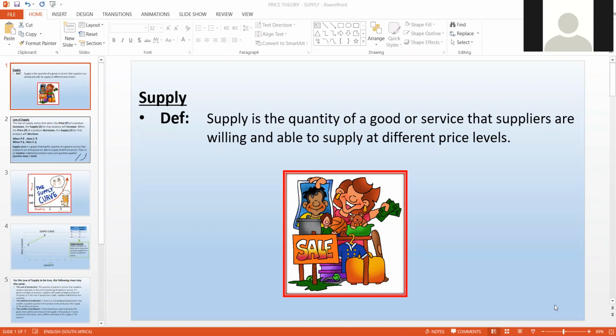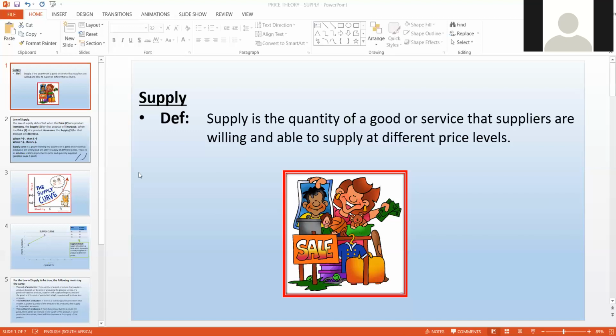Okay, so let's have a look at supply. So now we're going to look at this perspective from the supplier side. So I have a business and I am prepared to supply a number of items at a specific price. So that is what supply is. The quantity of a good or a service that suppliers are willing and able to supply at different levels.